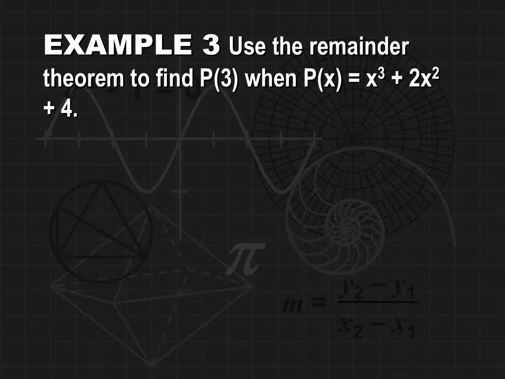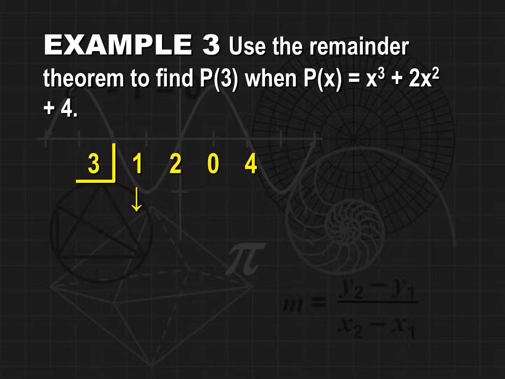So let's use an example of that. Let's use the remainder theorem to find p of 3 when p of x is equal to x cubed plus 2x squared plus 4. So first of all, we want to list our coefficients. And once we have our coefficients, we need to figure out what our a value is. So remember, we're evaluating when x is 3, so we're going to let our a value be 3.